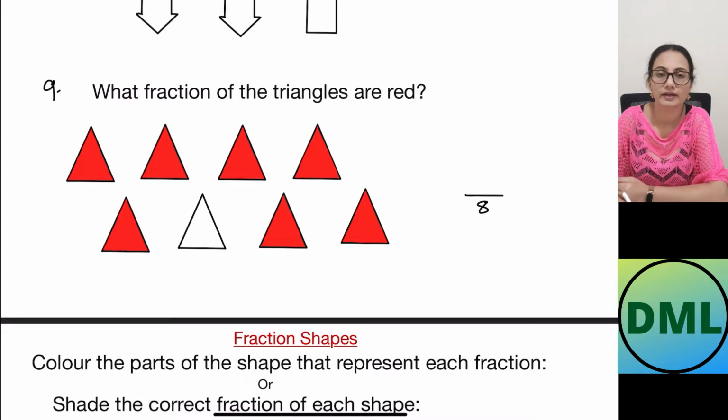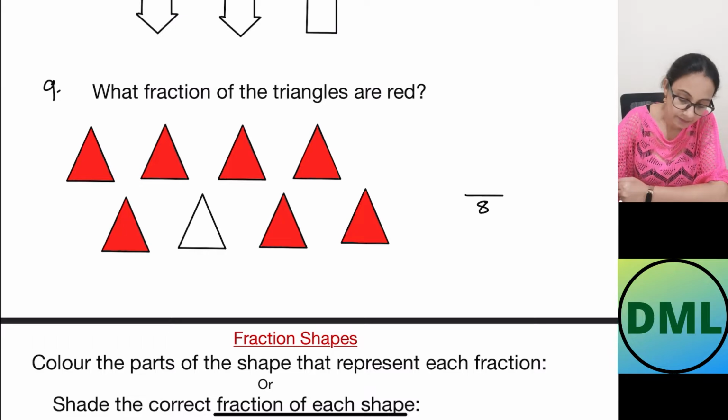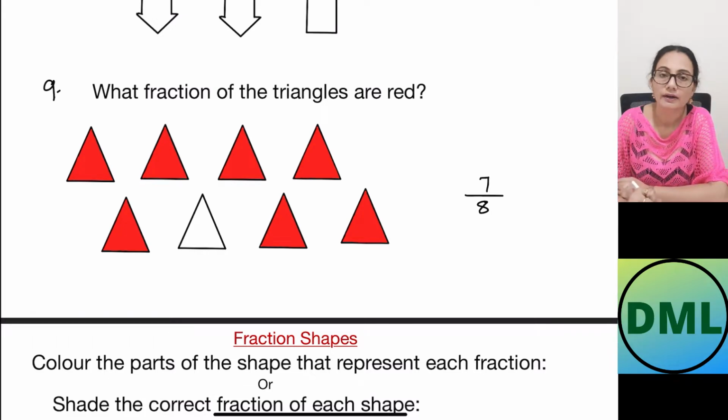Out of 8 triangles, we have 7 triangles which are red. So 7 will be written in the numerator. That means 7 by 8 of the figures are red triangles. Out of 8 triangles, 7 triangles are red.